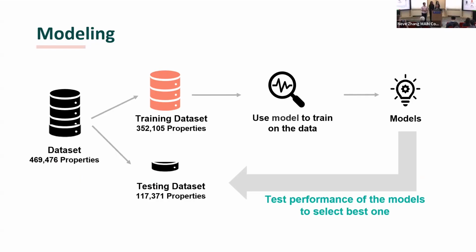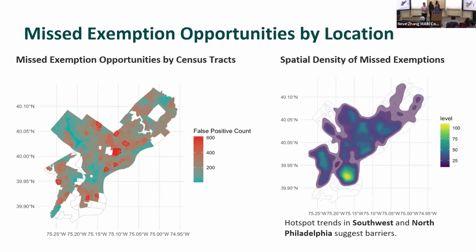For modeling, we split our whole data set into two parts, 3/4 for training and 1/4 for testing. We use the training data set to generate different models using different methods, and then we use the testing data set to test the performance of different models and identify the most accurate one. Using our best model, we predict on each property.